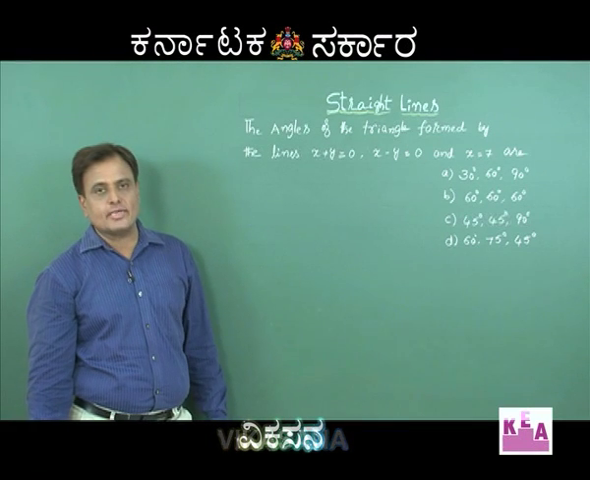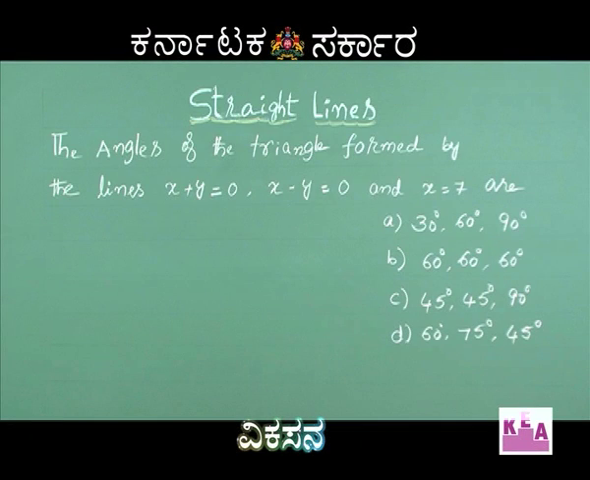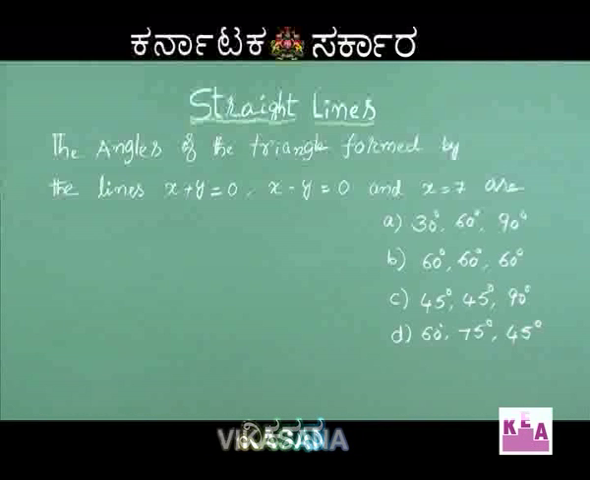Let us consider another example again. The angles of the triangle formed by the lines x plus y is equal to 0, x minus y is equal to 0 and x is equal to 7 are: Option A, 30 degrees, 60 degrees, 90 degrees. Option B, 60, 60, 60, that is equilateral triangle. Option C, 45 degrees, 45 degrees and 90 degrees. Option D, 60 degrees, 75 degrees and 45 degrees.